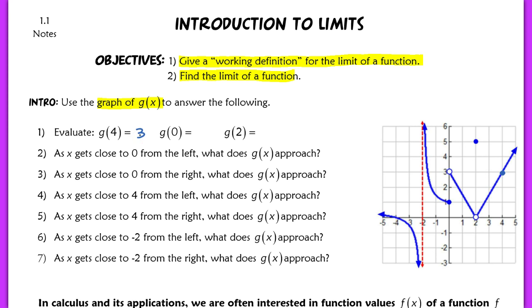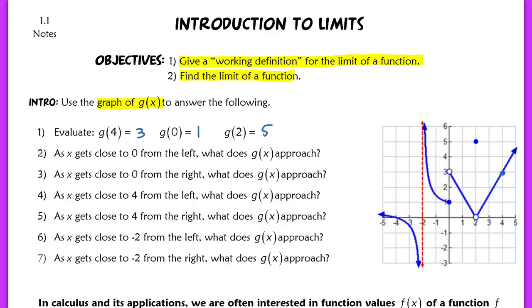Now, to evaluate g of 0, we need to look at x equals 0. Here we have two different points. One is a closed circle at (0, 1), and one is an open circle at (0, 3). We want to choose the one that is the closed circle. That's what g of 0 is defined as. So g of 0 is 1. G of 2, same issue. When we look at x equals 2, we have two distinct points. Please make sure you're always going with that closed circle. So g of 2 is equal to 5. It is not equal to 0. I've seen some students do that mistakenly with those open circles. They get a little confused.